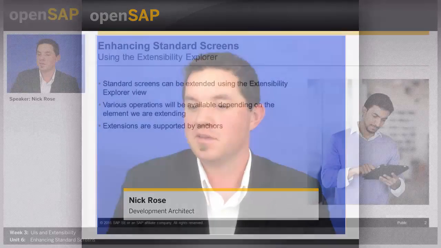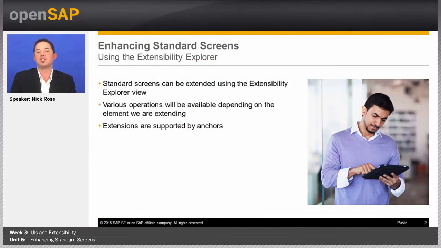In this unit, we'll look at extending standard screens. Now, we've been able to build and enhance our own screens, and then we also extended a standard SAP object. So now we obviously want to get those enhancements into those standard screens. There's a great way for us to do this, and that's using the Extensibility Explorer. We saw this a little bit earlier when we looked at the overview of the UI Designer. But now we're actually going to be able to look into the actual functionality and try it out.